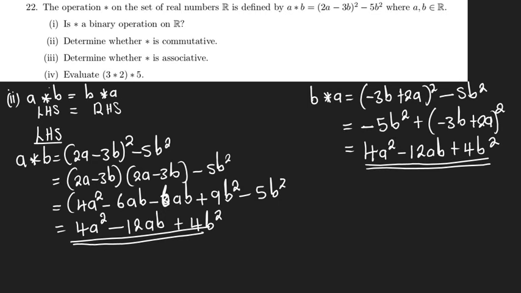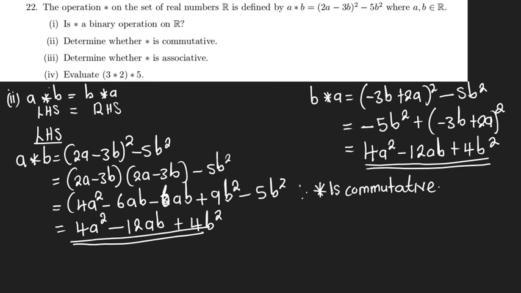You discover that what you're going to have on both ends is still going to be the same. Henceforth, we can therefore conclude that star is commutative. That is how you prove the first one.